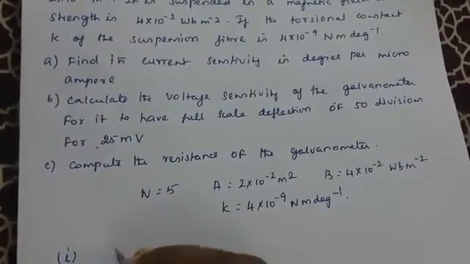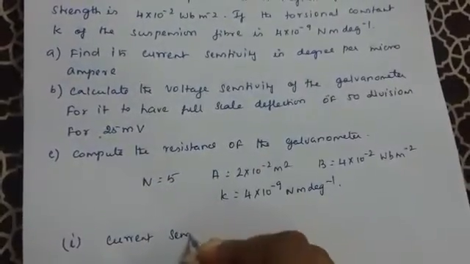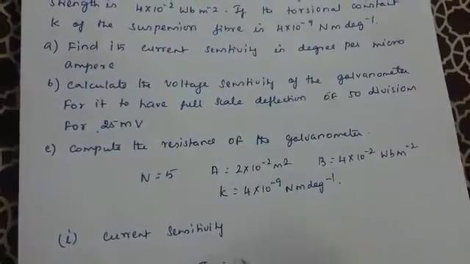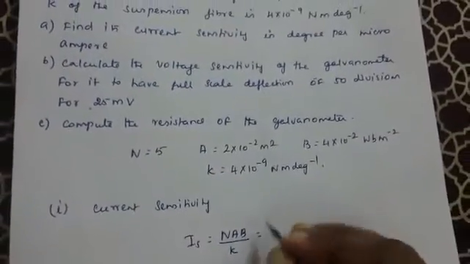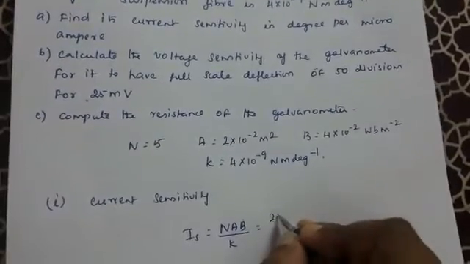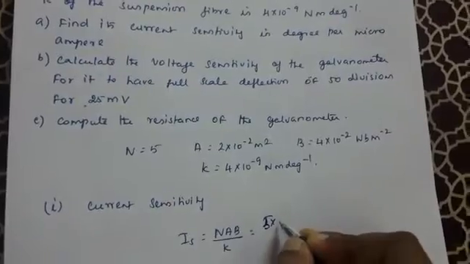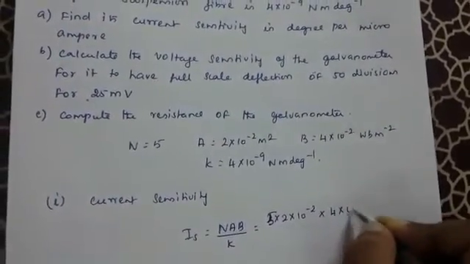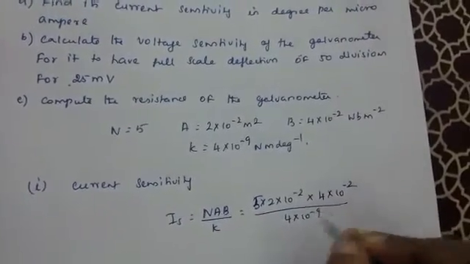You have to find the current sensitivity. So, current sensitivity can be found using the formula IS = NAB/K. All the data are there. N is 5. So, 5 into area, which is 2 × 10^-2, into B, which is 4 × 10^-2, divided by 4 × 10^-9.